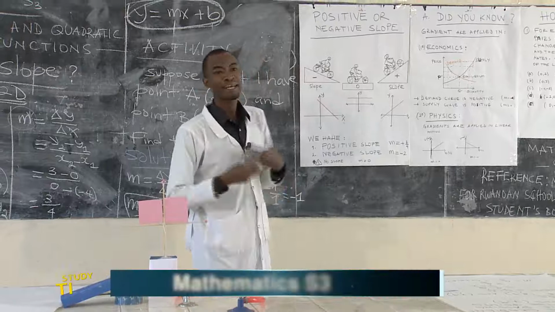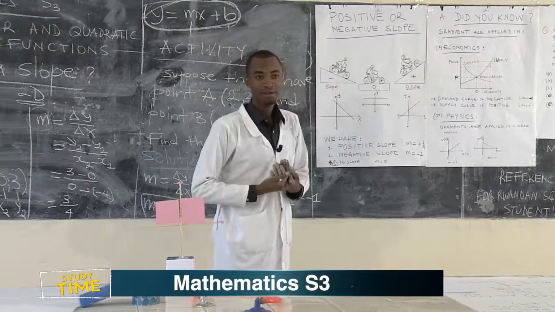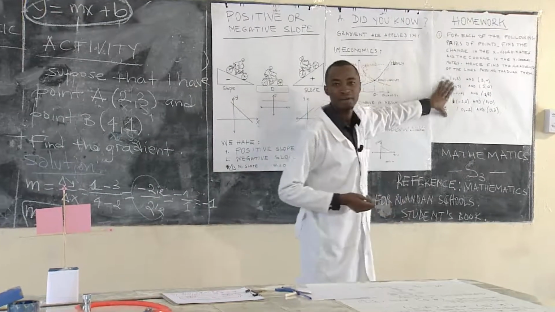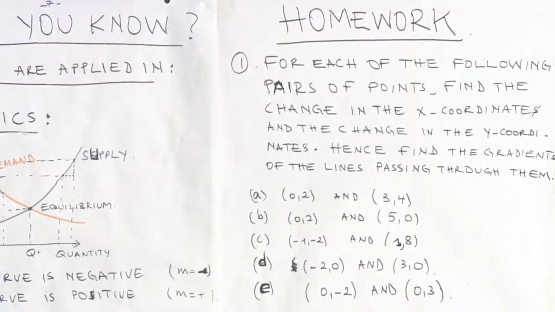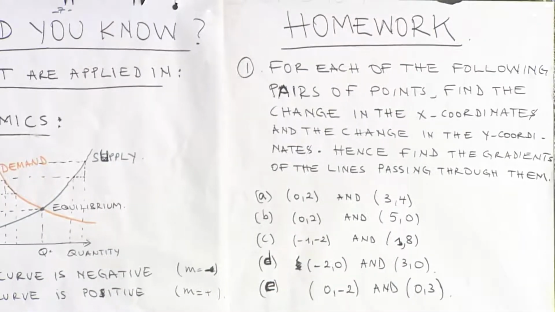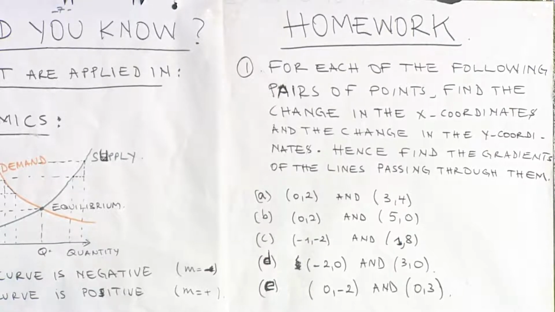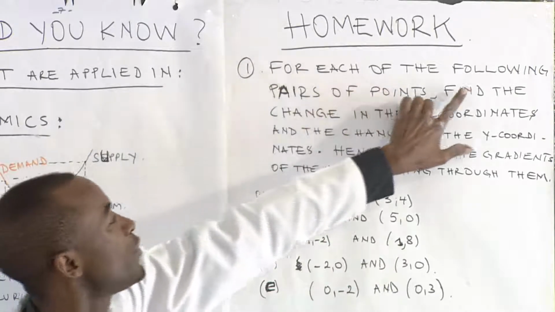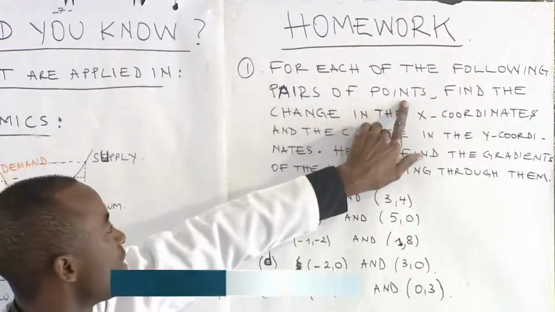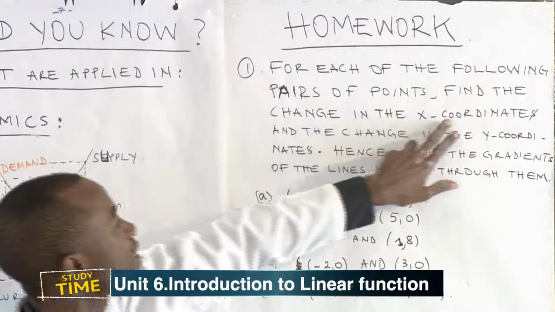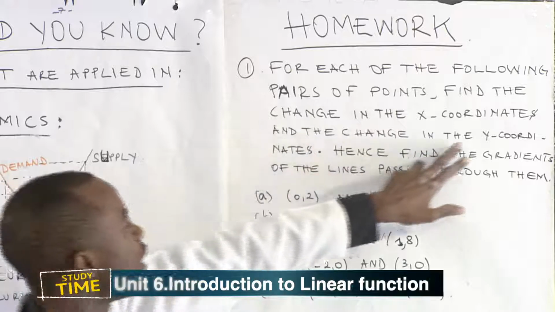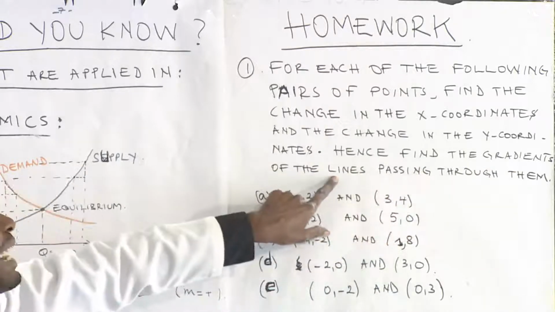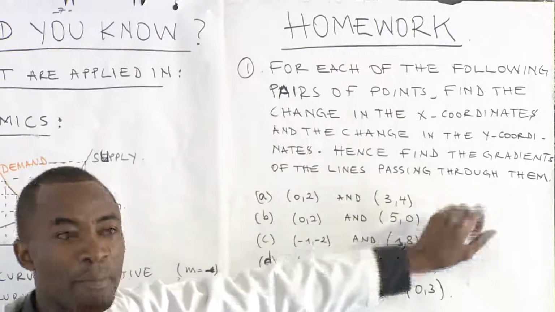Now, I think I can give you enough time to work on the homework. But before, we are going to read this homework. After reading the homework, I will help you with only one question, and you will do the rest. This is the homework. You can work on them. For each of the following pairs of points, find the change in the x-coordinates and the change in the y-coordinates. Hence, find the gradient of the lines passing through them.